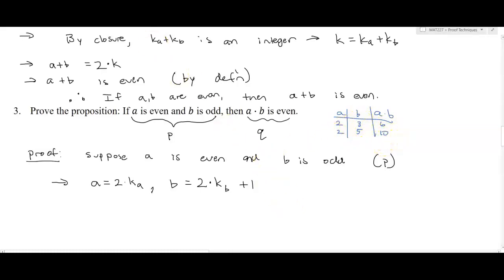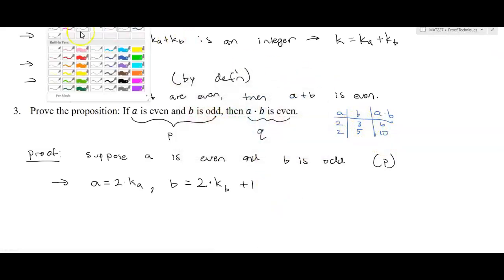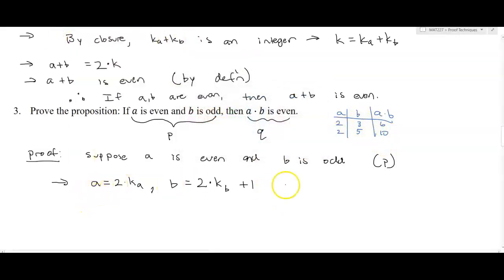But let's make this very, very clear and explicit as we go through this logic. Okay, so this is by definition. Oh, wait a minute, but we have to say what Ka and Kb are. These are important details. So Ka and Kb are both some integers. And this is all by definition of even. I'll just leave it like that.